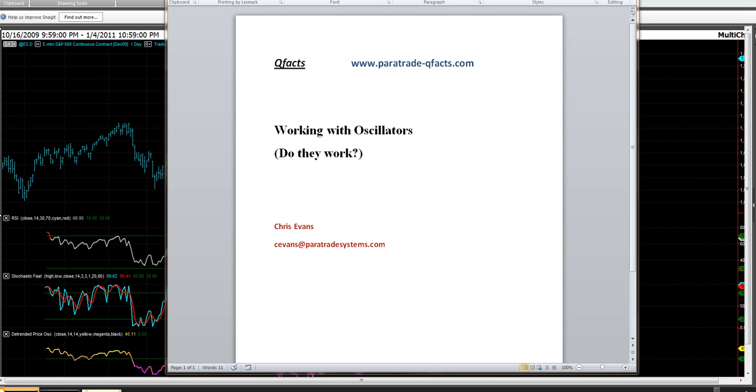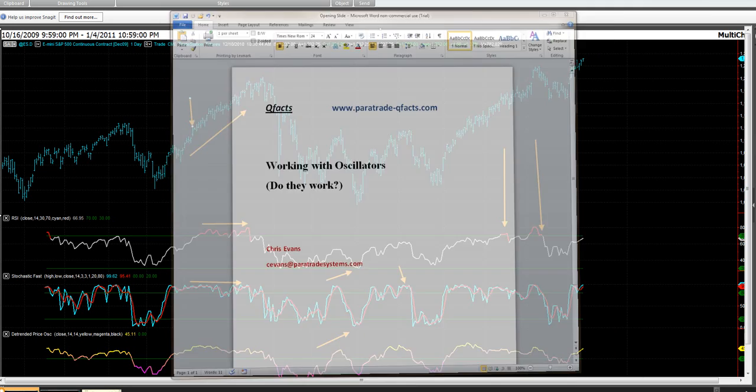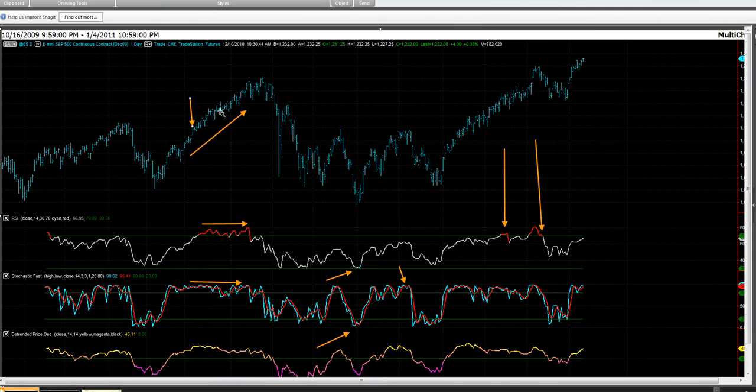This is Chris Evans, and this is part one of an analysis of oscillators. The ultimate objective by the time I get to part three will be to find an oscillator that does work and has some value. But to start out, I'm going to look at generic oscillators. And in this chart, you can see I put three in here.